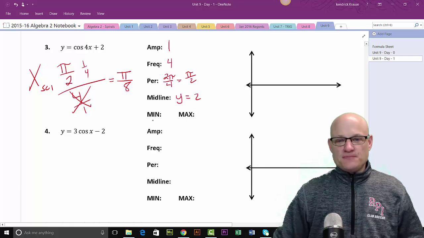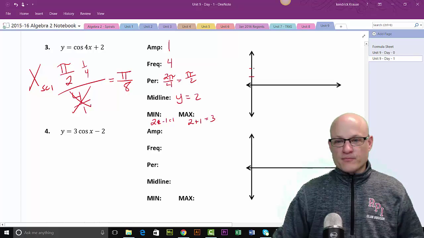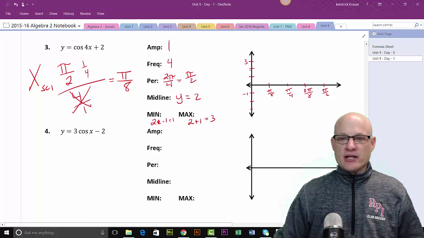Y equals 2 is the midline. Max will be 2 plus 1, which would be 3. Or the minimum will be 2 minus 1, which is 1. So I've got to get to at least 3. Negative 1. We're going to count by pi over 8. So that's 1 pi over 8. 2 pi over 8 would be pi over 4. 3 pi over 8. And 4 pi over 8 would just be pi over 2. Got to draw our midline in, which is way up here at y equals 2.